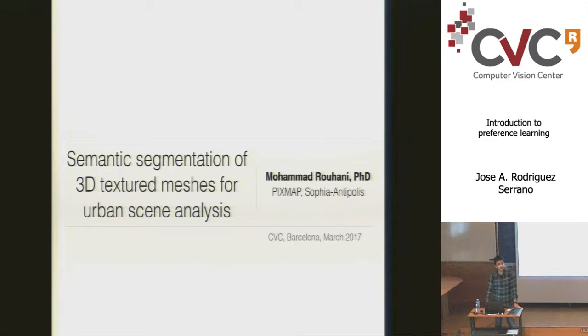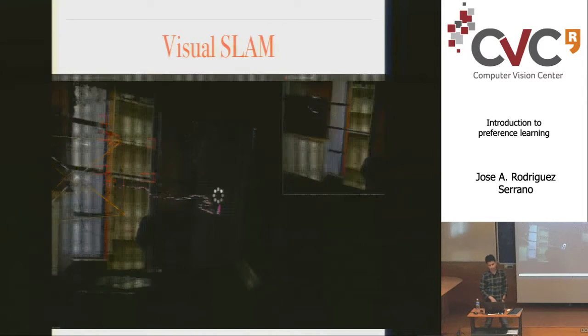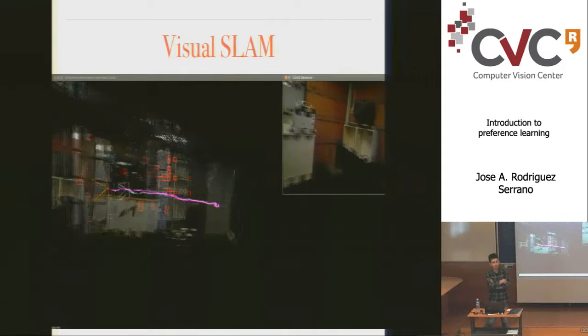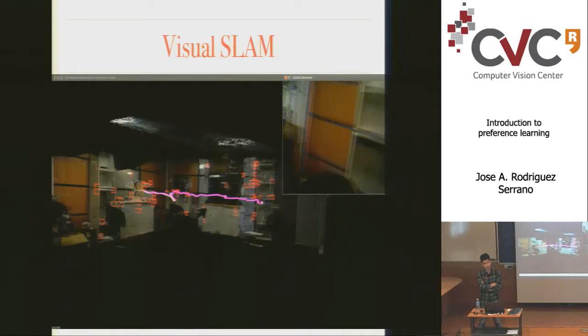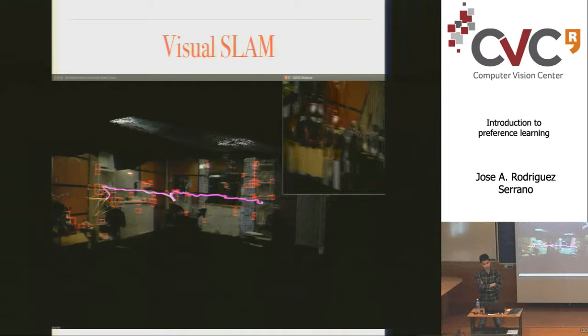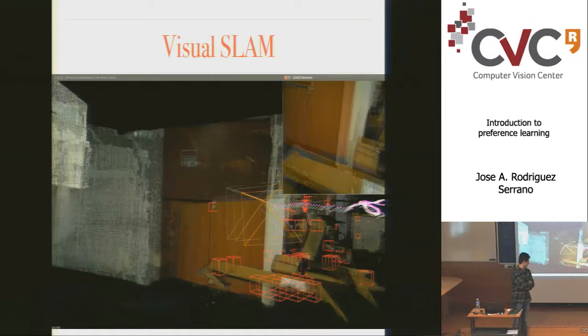Semantically segmenting the 3D mesh. Well, now I'm in PixMap, actually. It's a small startup from CNRS and INRIA. And we're a bunch of researchers working on the 3D SLAM problem. As you see here, we're doing camera pose estimation based on an RGBD camera. And of course, it should be in real time.